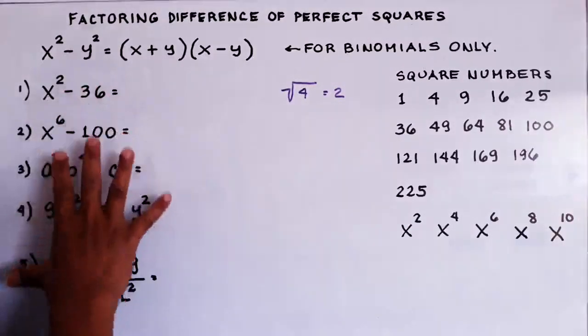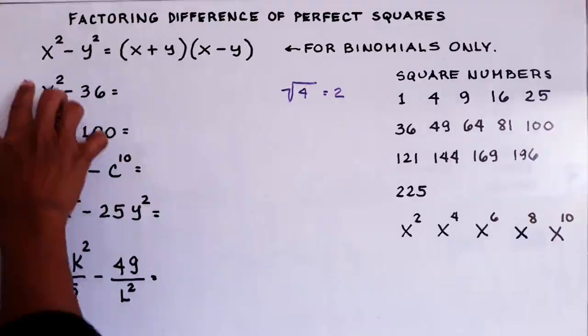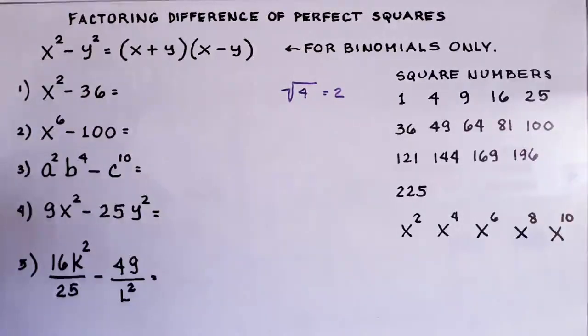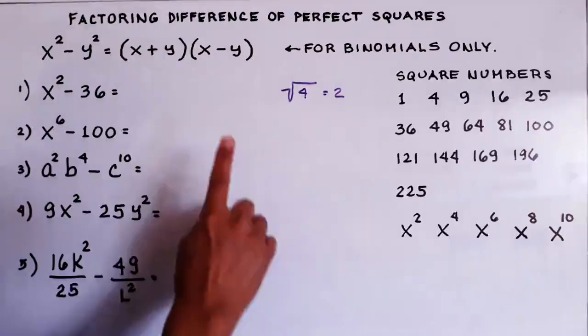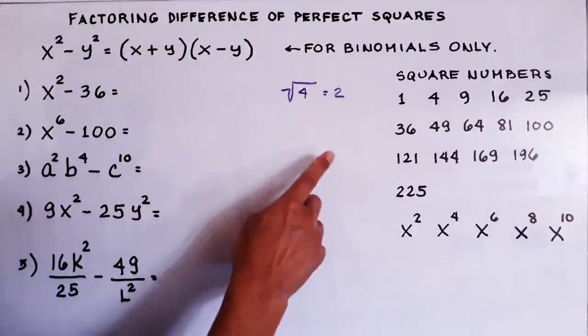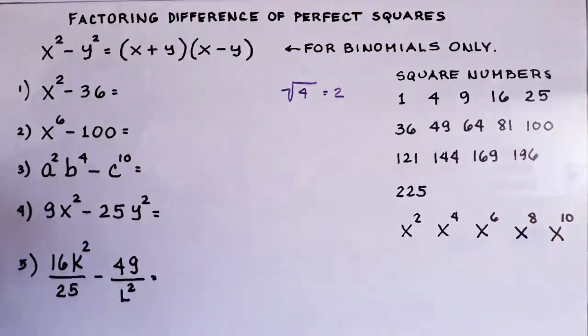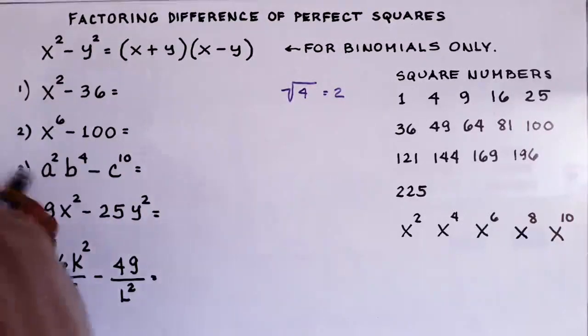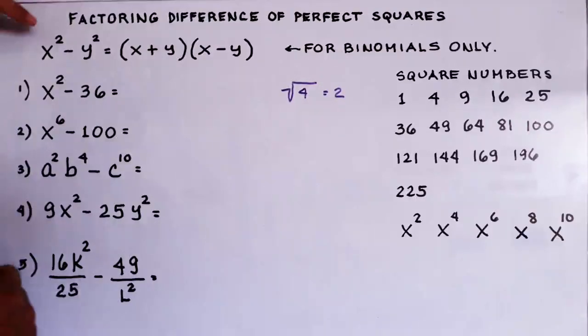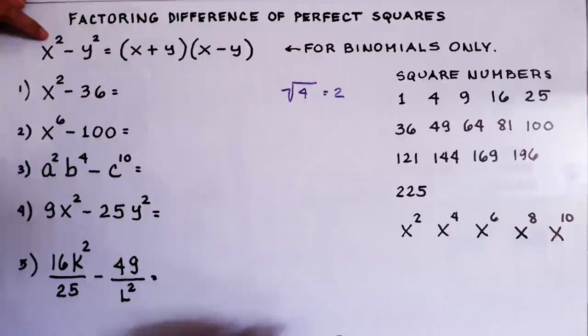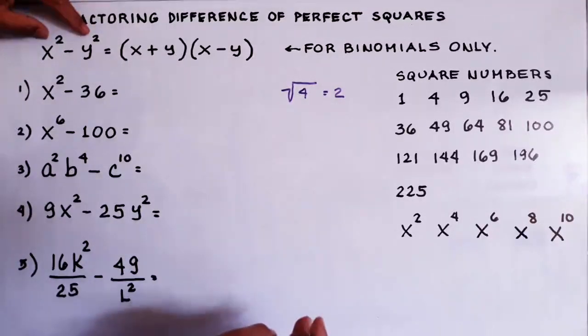Okay, let's have this one. We have to identify whether these two terms are perfect squares. If one of them is a perfect square and the other one is not, we cannot apply our difference of perfect squares. Now here, class, we have x squared, which is a perfect square. The y squared here is also a perfect square. How will you know if they are perfect squares?